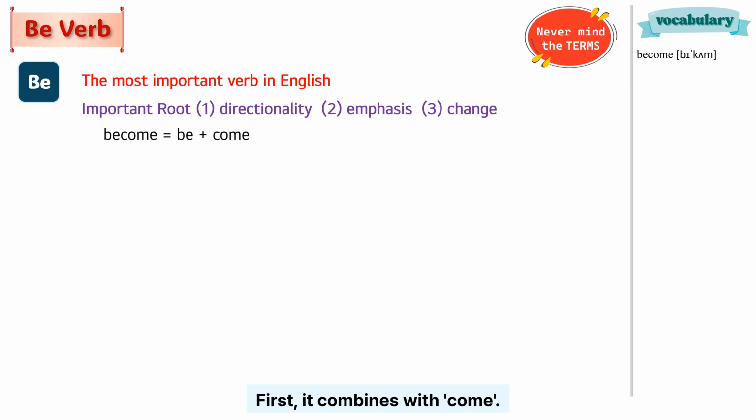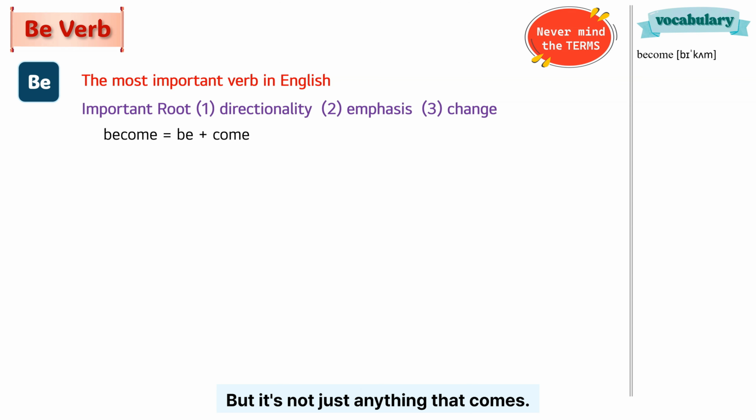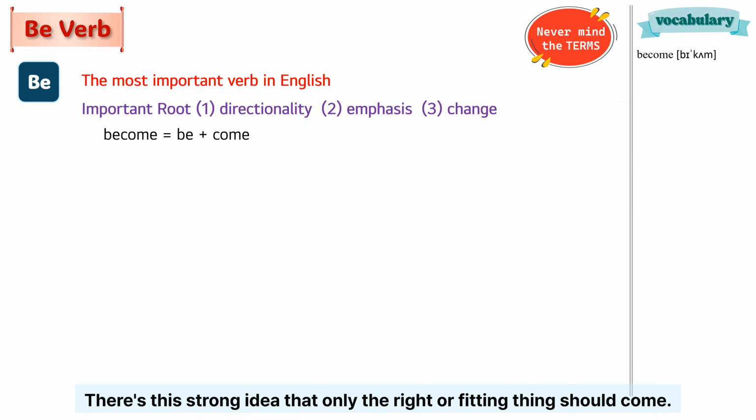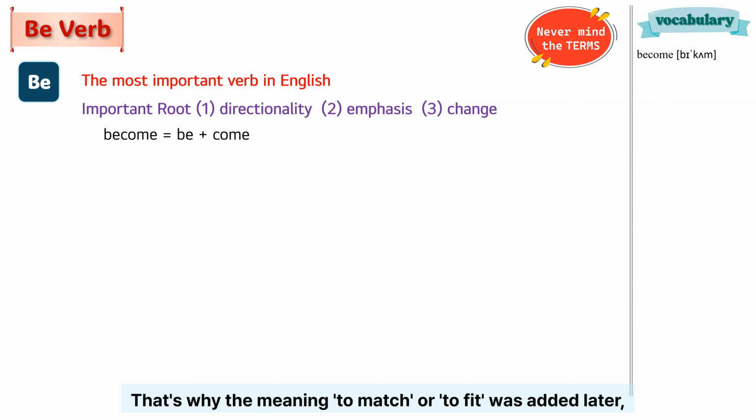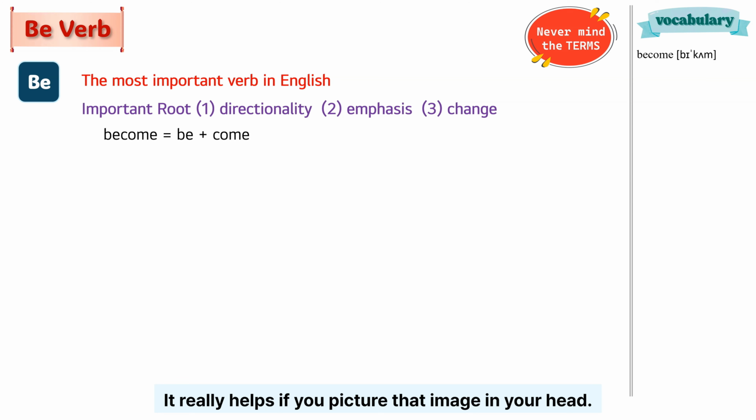First, it combines with come. In other words, it meets the word that means to come somewhere, to arrive, but it's not just anything that comes. There's this strong idea that only the right or fitting thing should come. That's why the meaning to match or to fit was added later. And from there, it evolved into the meaning to become one with something that matches, or simply to change. It really helps if you picture that image in your head.